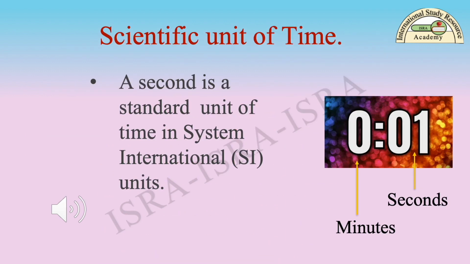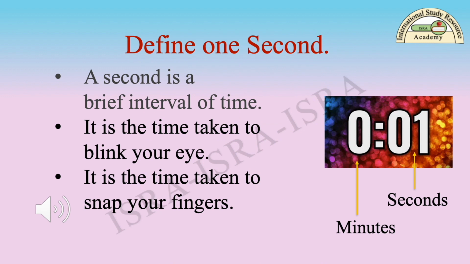Scientific unit of time. A second is a standard unit of time in System International, SI units. As shown in the picture, 1 second is shown here. Define 1 second. A second is a brief interval of time. It is the time taken to blink your eye. It is the time taken to snap your fingers.